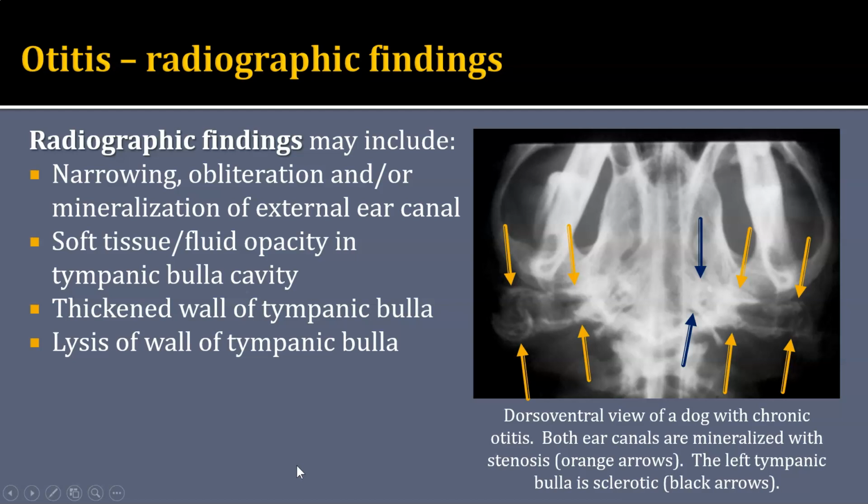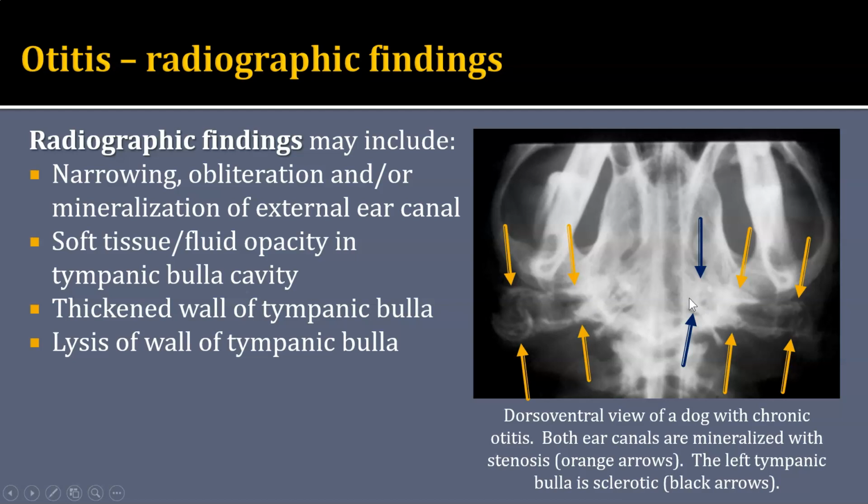The wall of the bulla may also have changes such as thickening or periosteal reaction, as well as lysis, depending upon the underlying process. On the right of the slide is a dorsal ventral view of a patient who has very chronic otitis externa, and very severe diffuse mineralization of the external ear canals in the horizontal portion. The lumen still has some lucency, but notice that there is actually some stenosis as we get closer to the acoustic meatus.